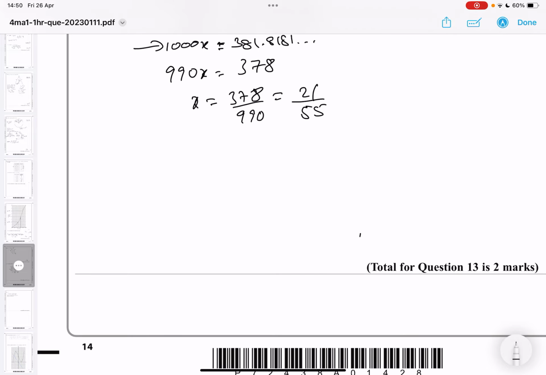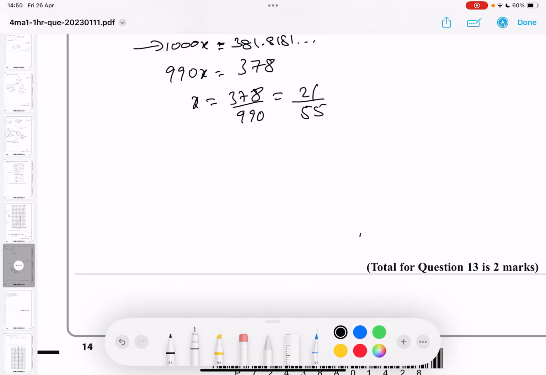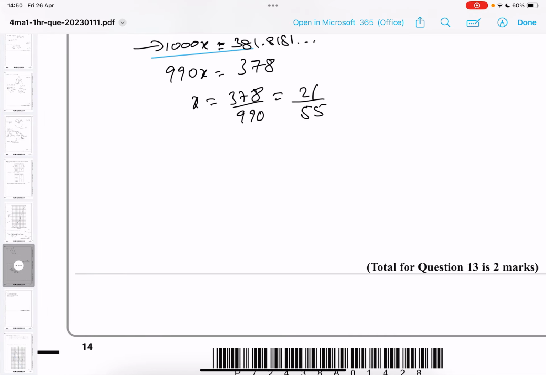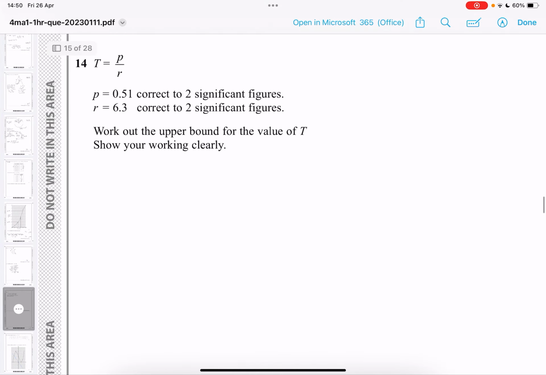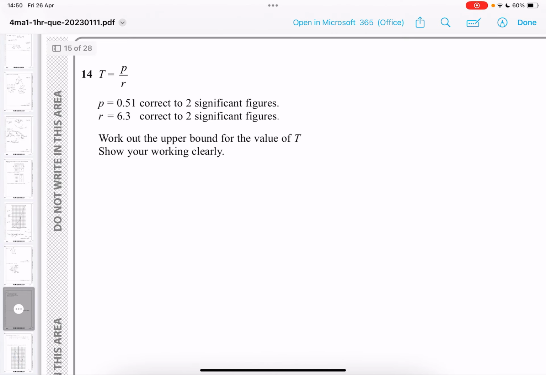Okay, next question. T equals P divided by R. P is 0.51, correct to two significant figures. R equals 6.3, correct to two significant figures. Work out the upper bound for the value of T. Show your working clearly. Okay.